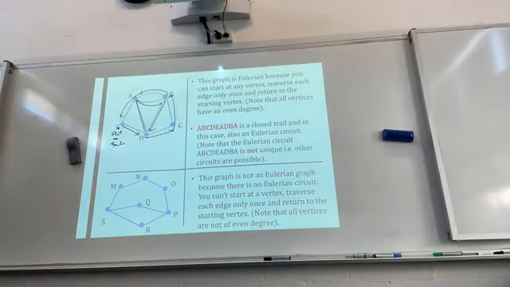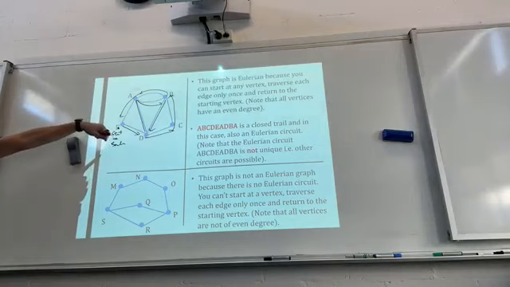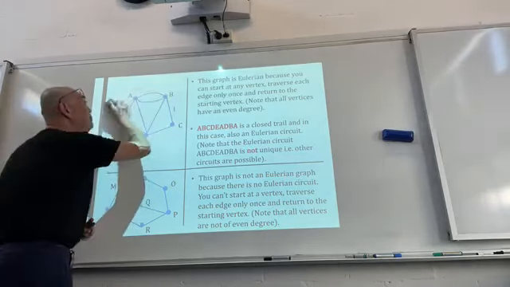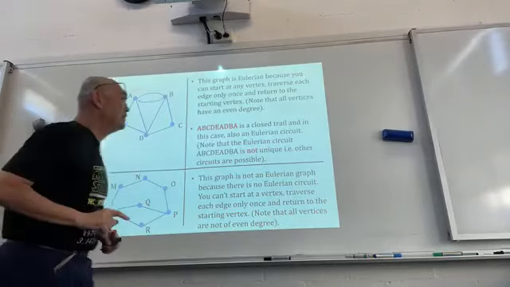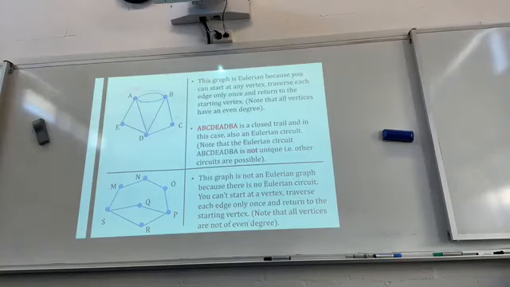See what I've done there? The red one just now, I started from A, and then I started from E. Yeah? So in the Eulerian graph, you should be able to start from any vertex, and then you should be able to traverse the graph. So here, I've stated A, B, C, D, E, A, D, B, A is a closed trail, and in this case, also an Eulerian circuit. It is not unique. Other circuits are possible.